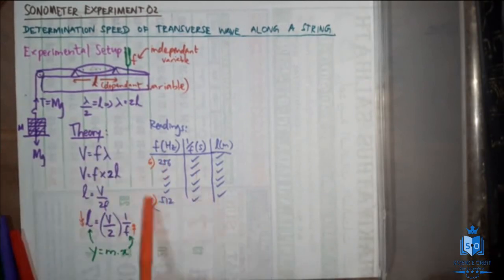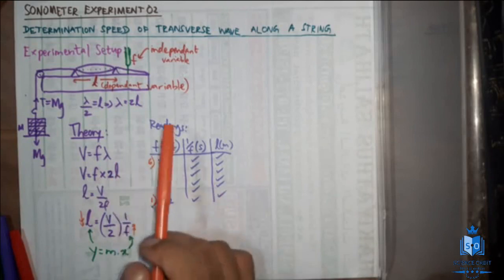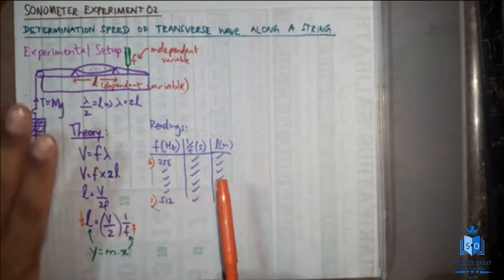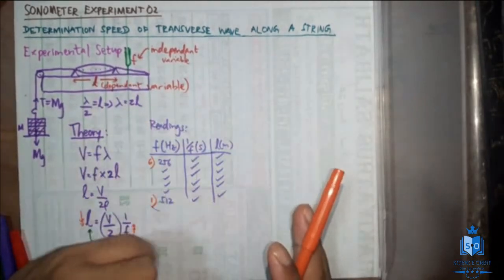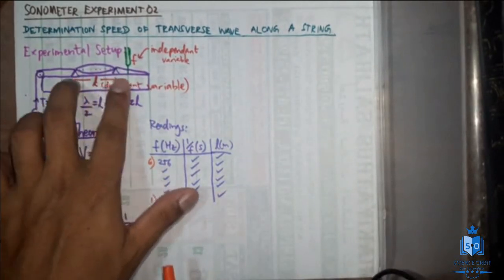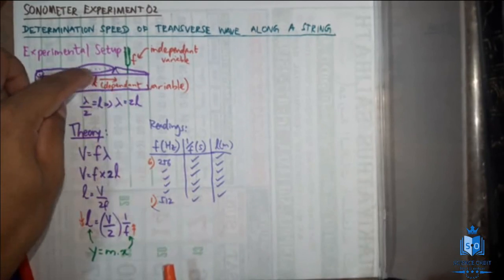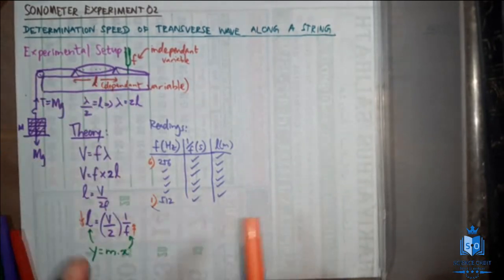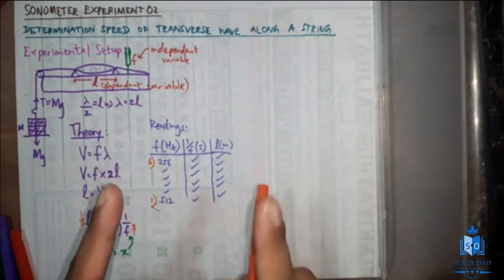Okay, these are questions, and then they will ask about the experimental setup. I am not going to draw that and explain it to you. I have already explained it to you. What do we do? First of all, you bring these two bridges close to each other. Then you keep the paper rider such that the paper rider is always at the center between the two bridges.